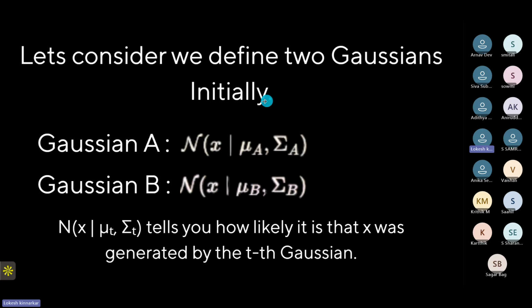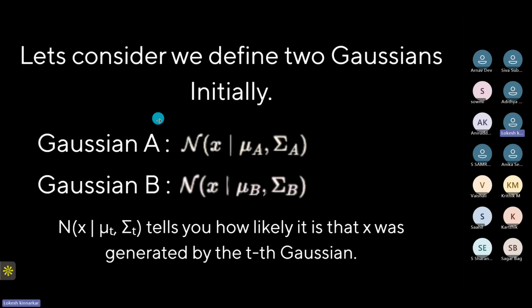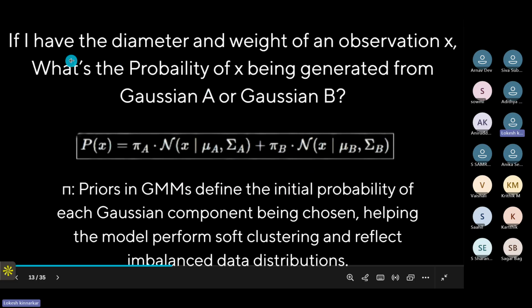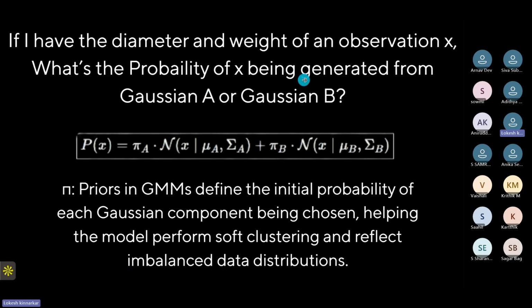This is nothing but the fx, which I introduced previously. So this tells you how likely x was generated by the kth Gaussian. Okay. So now if I have the diameter and weight of an observation x, I need to compute the probability of x being generated from Gaussian A or Gaussian B. So this particular equation gives you the probability of x being generated from a particular Gaussian distribution.